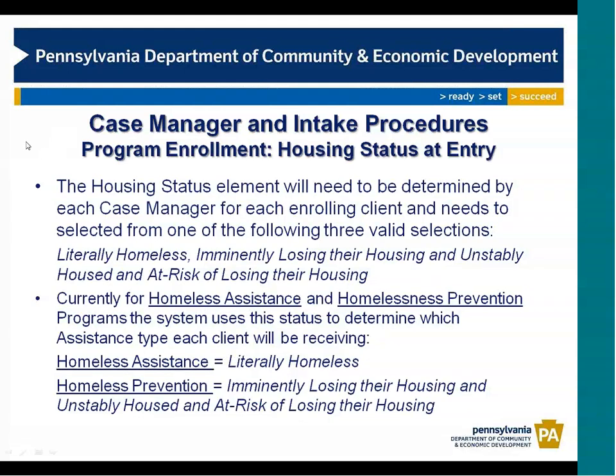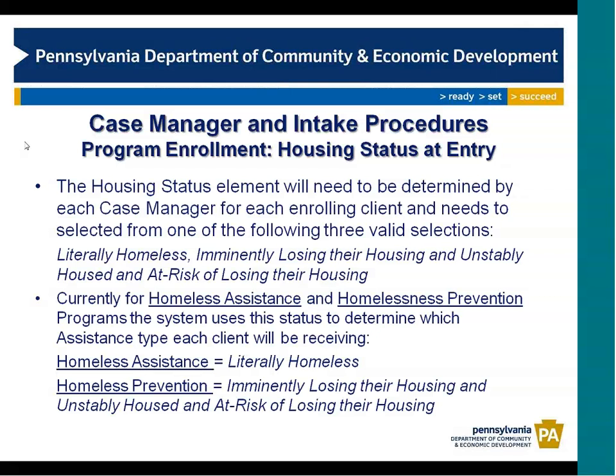As for the housing status, I'm not going to spend a lot of time on it, but just a little bit of added information. Like I said before, it needs to be determined by each case manager before enrolling each client. It needs to be selected from one of the following 3 valid selections: literally homeless, imminently losing their housing, and unstably housed and at risk of losing their housing. And the determination needs to be made based on their current housing situation.